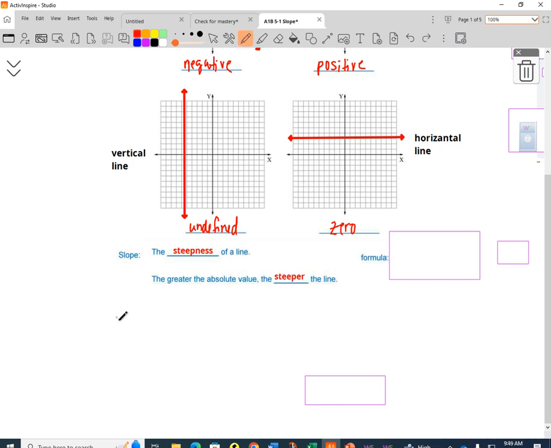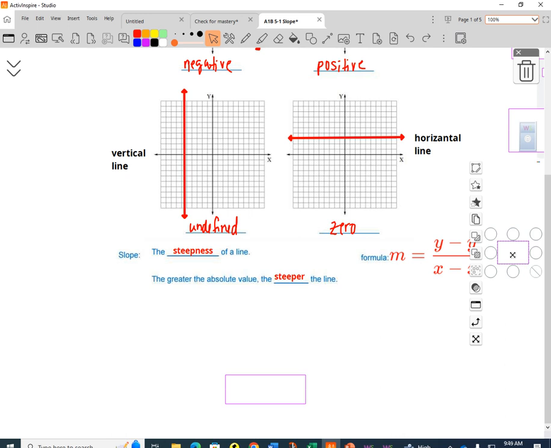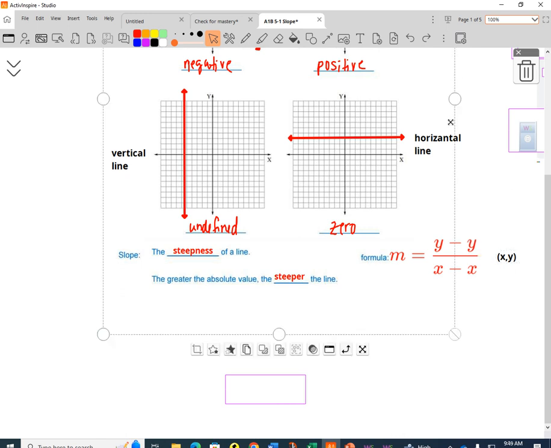You have a formula, and one of you mentioned this formula. Good job. m equals y minus y over x minus x. M stands for slope. And remember, the y's and the x's are coordinates. So this is a y coordinate minus a y coordinate.